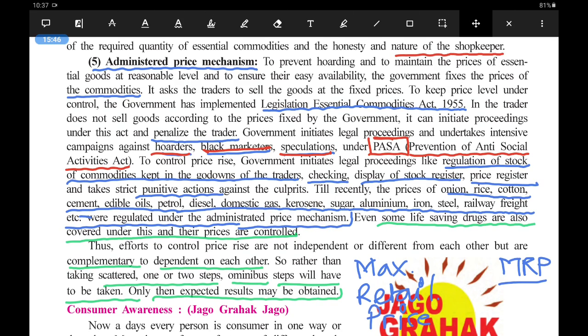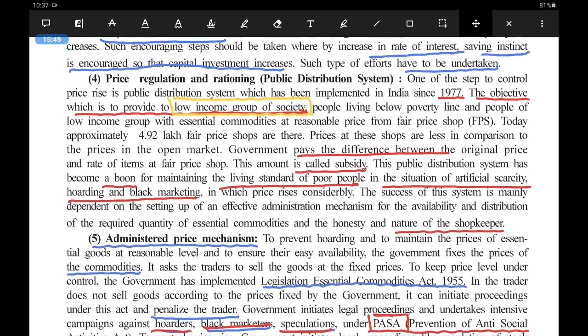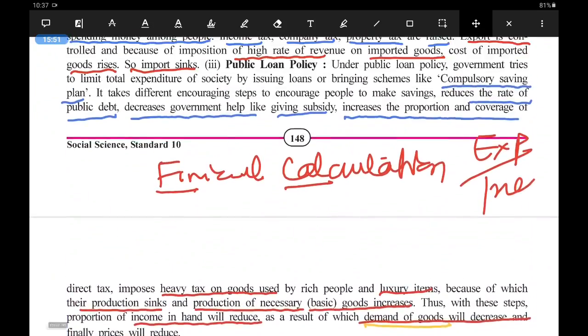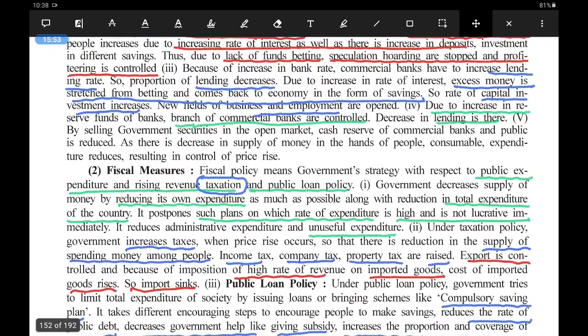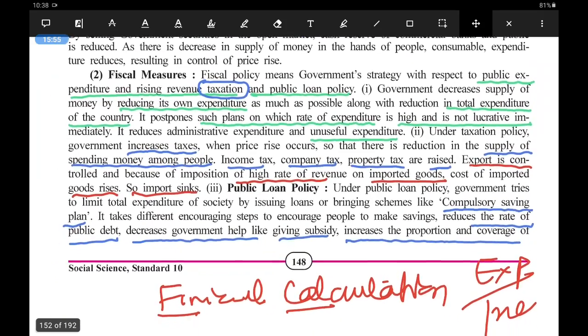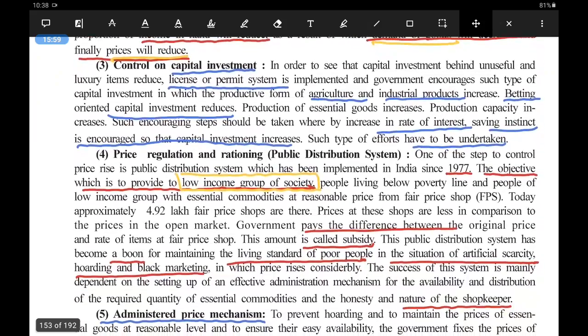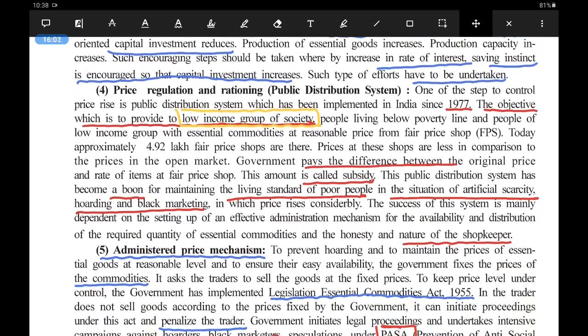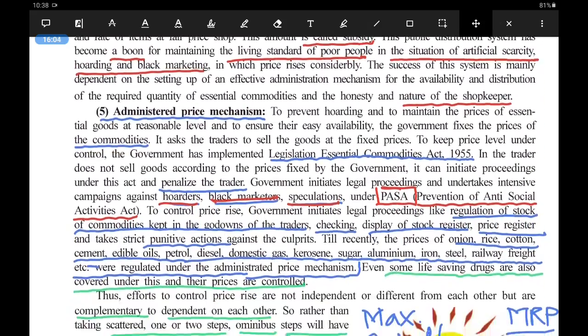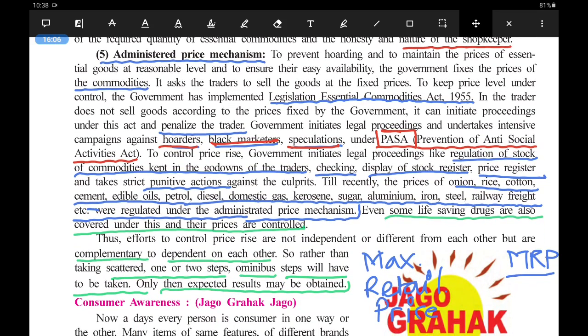So in this particular lecture we saw two topics, that is fiscal measures and public loan policies. Then we also saw the control of capital investment, price regulation and rationing, and the fifth one was the administered price mechanism.